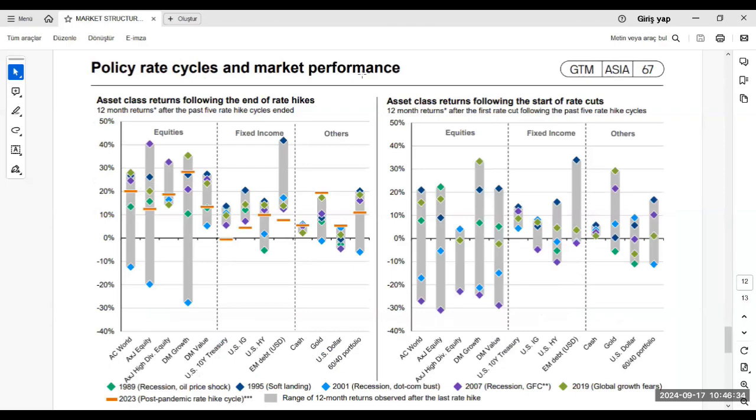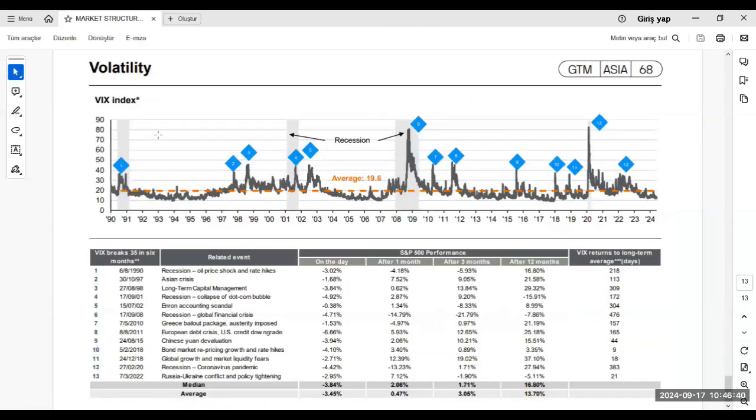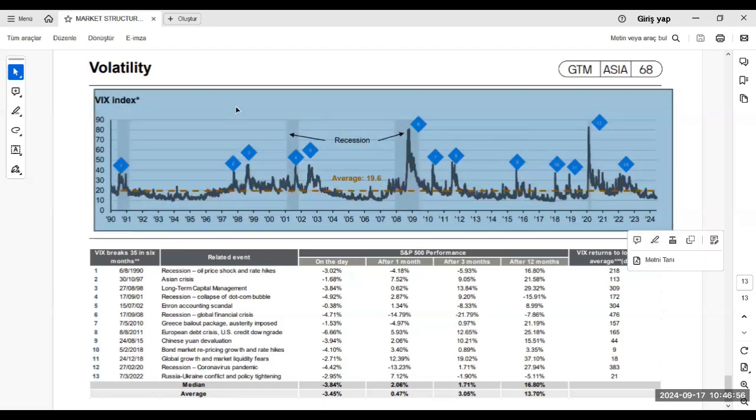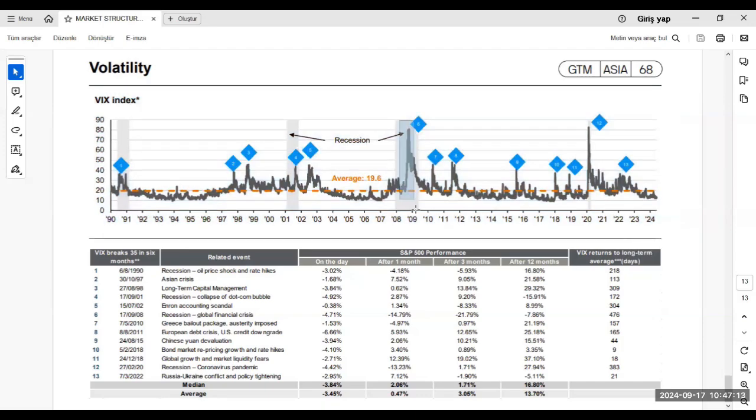And the policy rate cycles and market performance. By the way, I want to show this one because we are almost reaching our time bound and I want to answer your questions as well, but please focus on this chart. This is the VIX index. VIX is the Chicago Board Options Volatility Index. It is called the fear index in the world. If this VIX index is increasing, stock price is decreasing, risk is increasing. You can call this VIX risk. If it is increasing, risk is high.